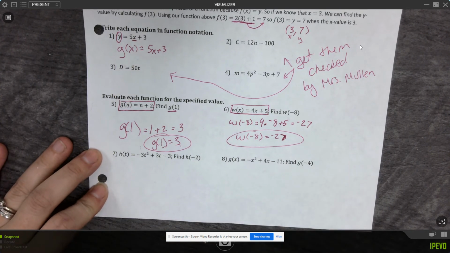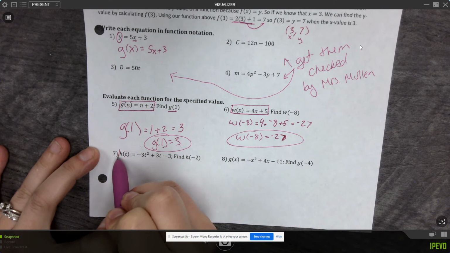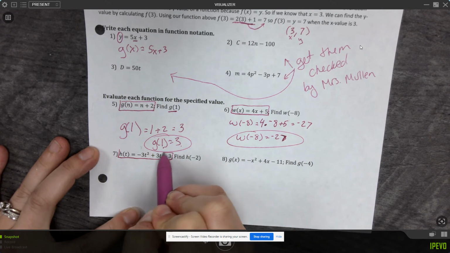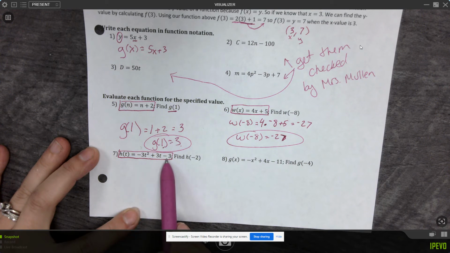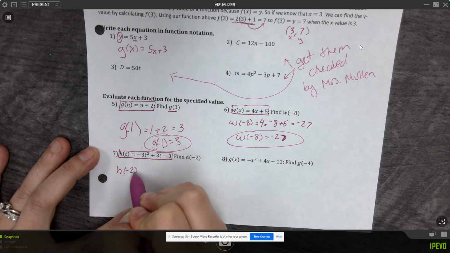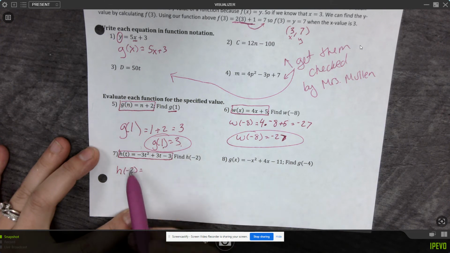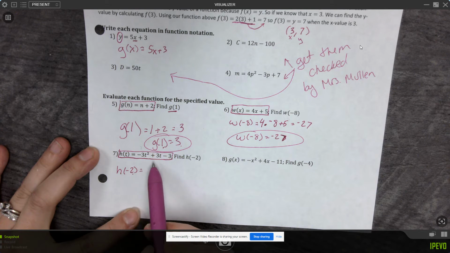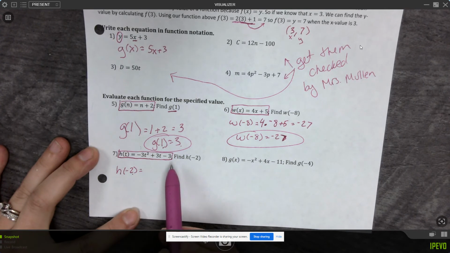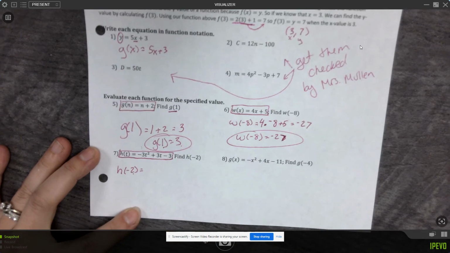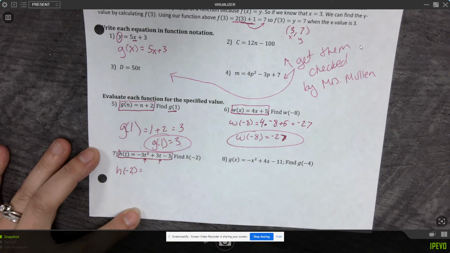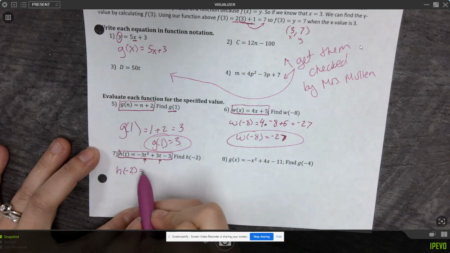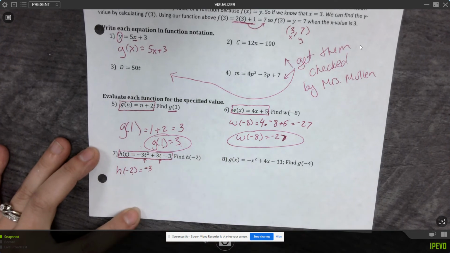All right, let's look at a couple more complicated ones. Here is your function, this whole thing here. h of t equals -3t squared plus 3t minus 3, this whole thing. I want to find h of -2. So I replace t with a -2. Everywhere I see a t, I need to replace it with -2. So right here and right here, I have two places where I have a t. That -3 in front is going to stay a -3.